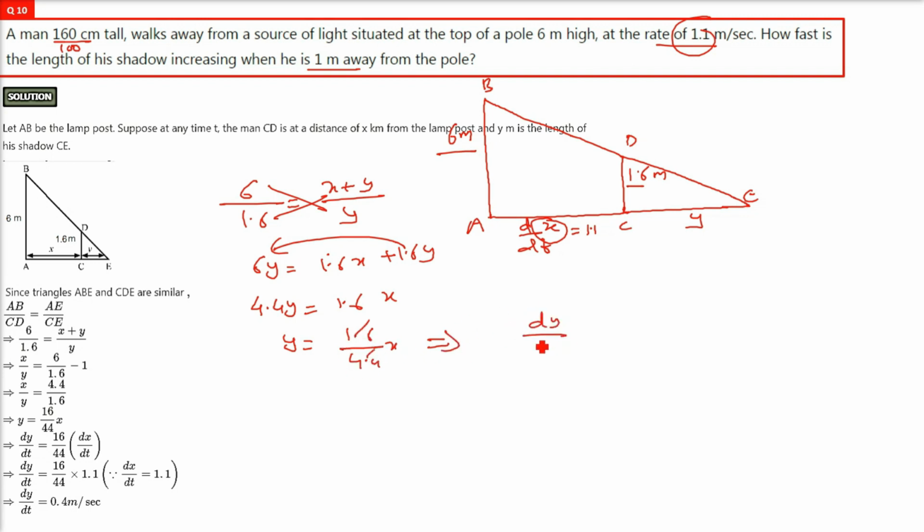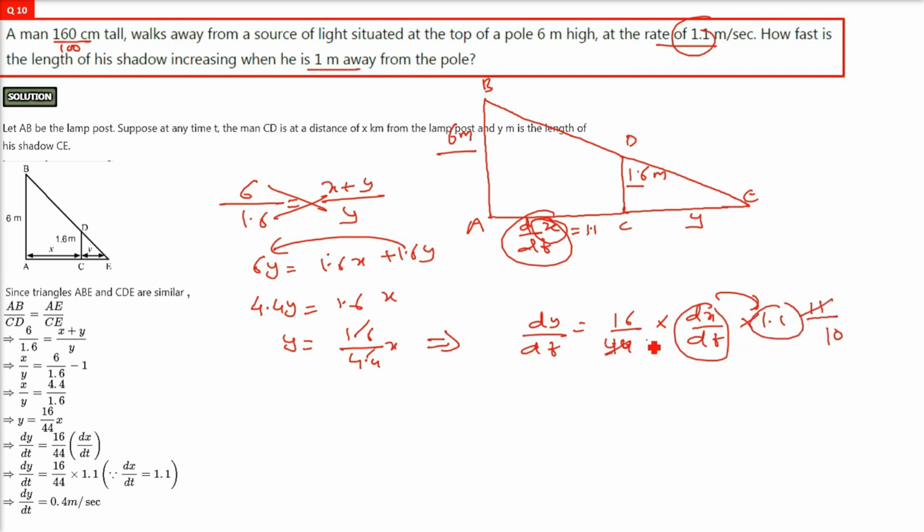And then let us differentiate. dy by dt is equal to 16 by 44 dx by dt, because we are differentiating with respect to t, so we ought to have a dt in the denominator. dx by dt is already 1.1, so I'm replacing dx by dt by 1.1. 16 divided by 44, so you can just cancel this out. You'll get 0.4 meter per second, which is your dy by dt. This 1 meter away will not be used here.